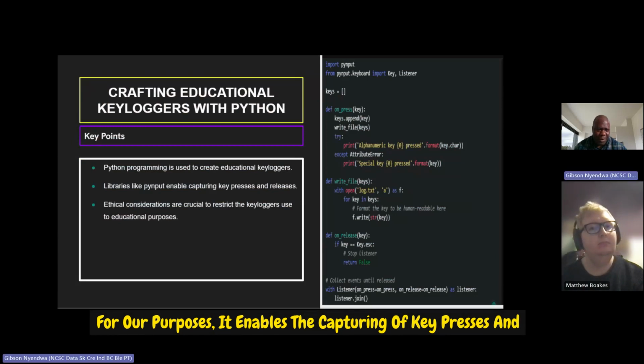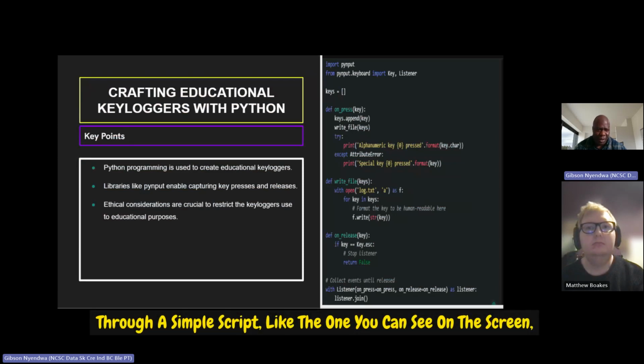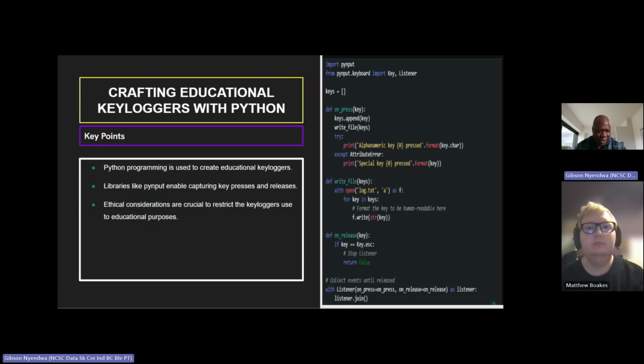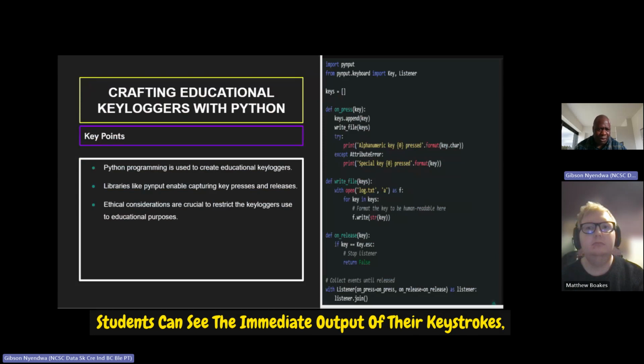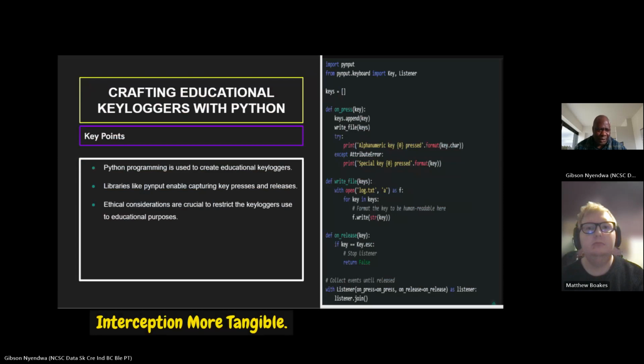For our purposes, it enables the capturing of key presses and releases, providing a hands-on way to understand how keyloggers function. Through a simple script, like the one you can see on the screen, students can see the immediate output of their keystrokes, making the abstract concept of data interception more tangible.